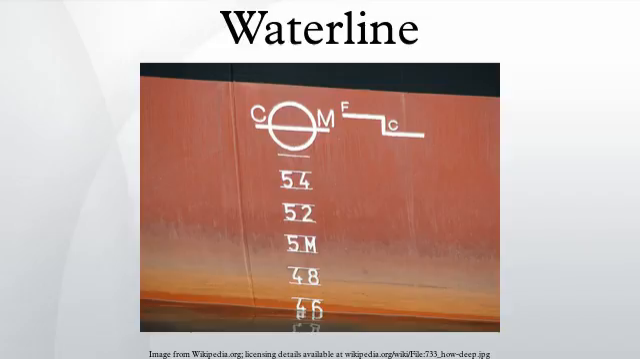Standard load line marks. The original Plimsoll mark was a circle with a horizontal line through it to show the maximum draft of a ship. Additional marks have been added over the years, allowing for different water densities and expected sea conditions.